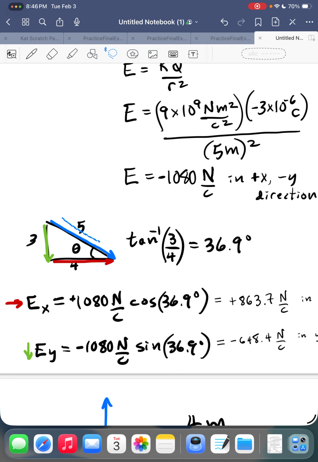So I can say, if I want to know this component here, that's going to involve the sine, because that's the opposite side, okay? So what I can do is say the y component, which is pointing down, is going to equal the magnitude of our vector times the sine. So that's how I take the y component of the hypotenuse.